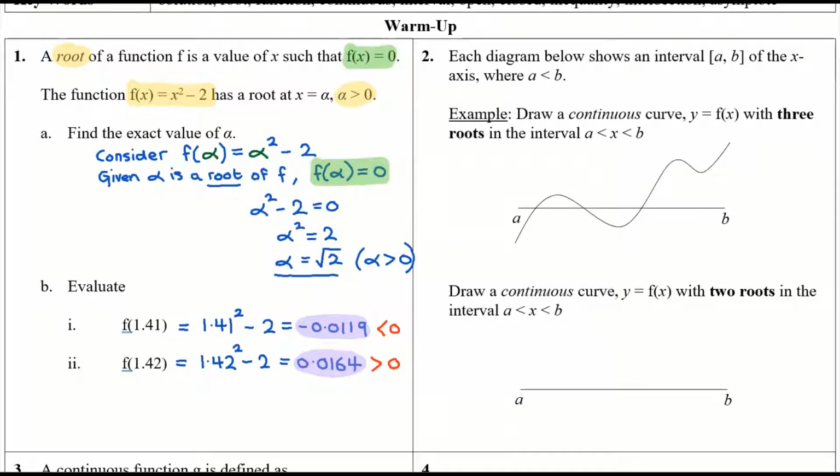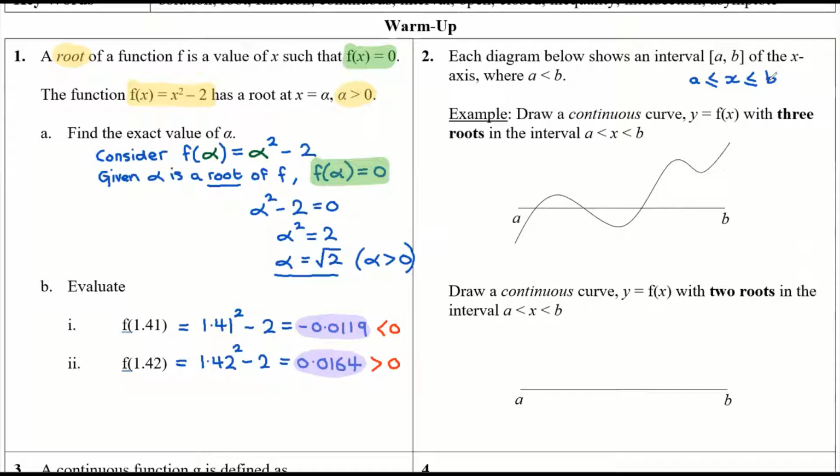All right, so for question 2, we're given an example just to get us started here. It says each diagram below shows an interval AB. And I just want to explain a bit more about what this interval means as it's written. We have the square brackets. Now, the square brackets denote inclusivity. So, in other words, A and B are included in that interval on the x-axis. So, x is a real number, but the interval is inclusive of A and B. And A is less than B, as you can see from how I've written it.